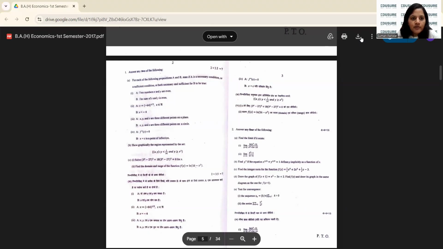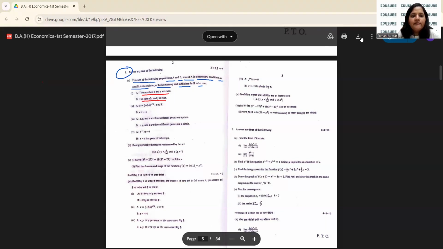BU Introductory EMME, question number 1, 2017. For each of the following propositions A and B, state if A is a necessary condition or a sufficient condition or both necessary and sufficient for B to be true. Okay, so let us look at the first statement. A, two numbers x and y are even. B, the sum of x and y is even.